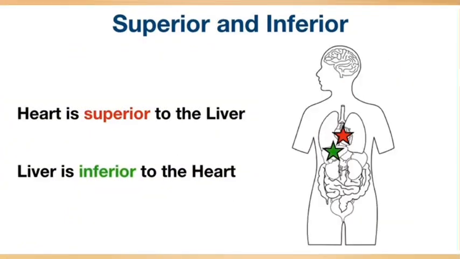This is another example, still talking about superior and inferior. We will use the heart and the liver. We are comparing the heart and the liver. We notice that the heart is more towards the head, or more above, than the liver. So we say the heart is superior to the liver, and the liver is inferior to the heart. Very simple.